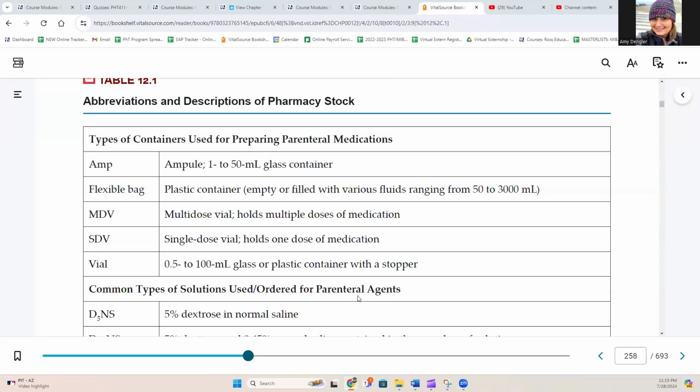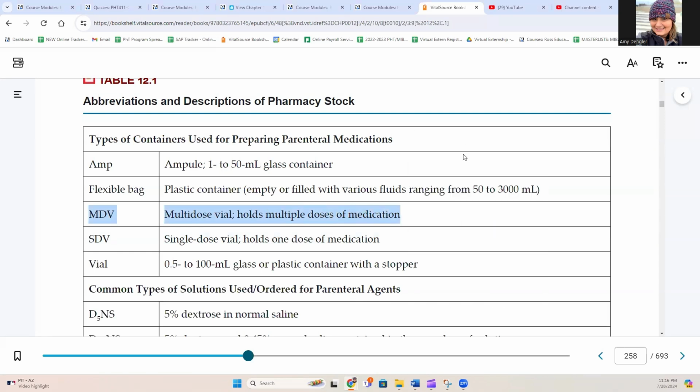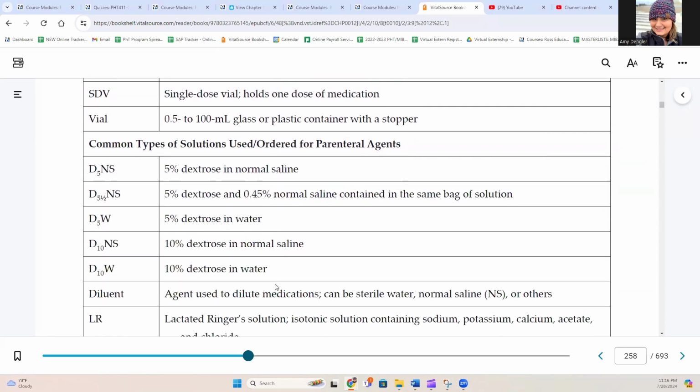So we have AMP for ampule, flexible bag, MDV, multi-dose vial, holds multiple doses of medication. Just going to highlight that. That might be important for you when you're doing your homework or quiz. We have SDV for single dose vial. Then we have our D5NS, 5% dextrose and normal saline.